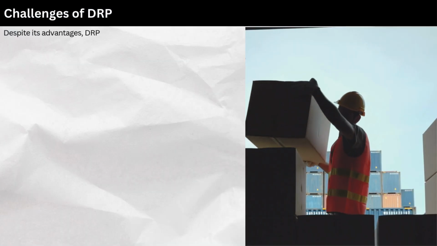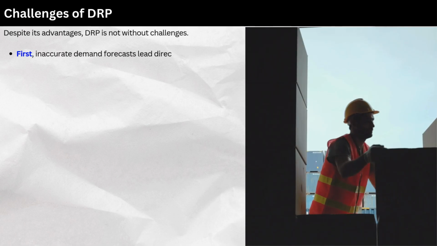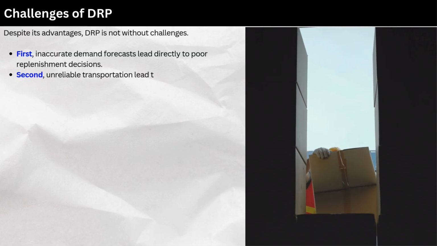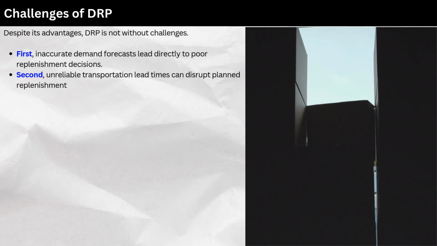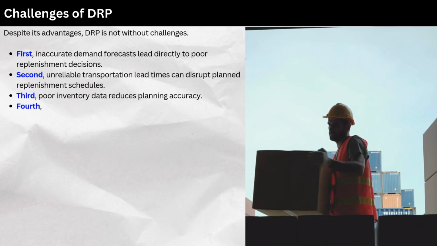Challenges of DRP. Despite its advantages, DRP is not without challenges. First, inaccurate demand forecasts lead directly to poor replenishment decisions. Second, unreliable transportation lead times can disrupt planned replenishment schedules. Third, poor inventory data reduces planning accuracy.